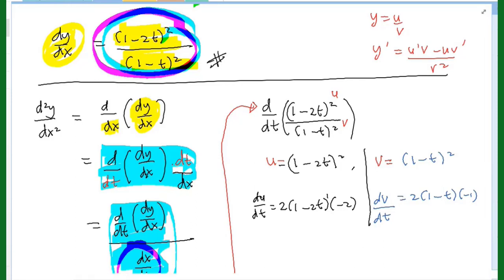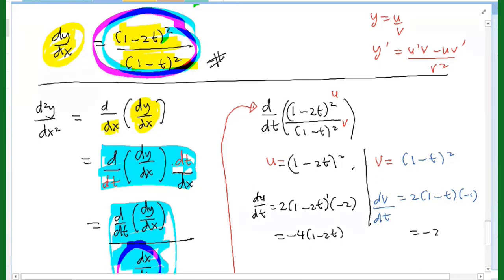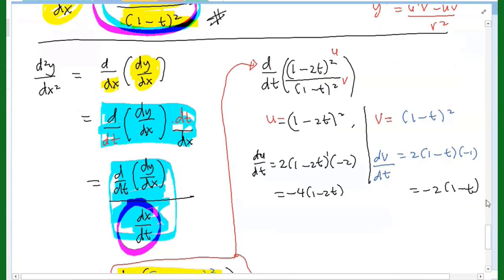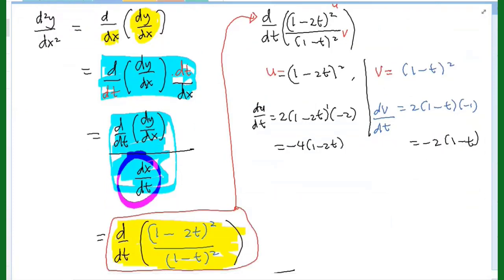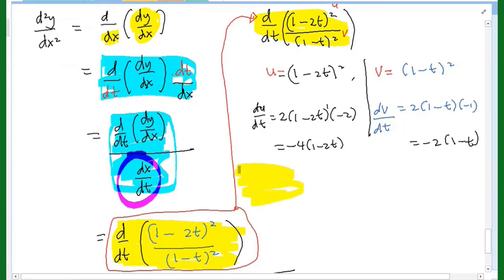Okay, and then the next step, try to simplify first. Here put negative 4, 1 minus 2t. This one negative 2, 1 minus t. Okay, so this one here, d/dt of this one, or directly here is fine. It's okay, we do it separately. Okay, square over 1 minus t squared.